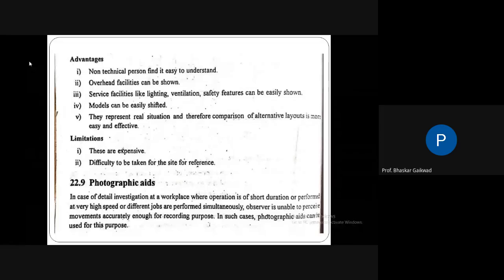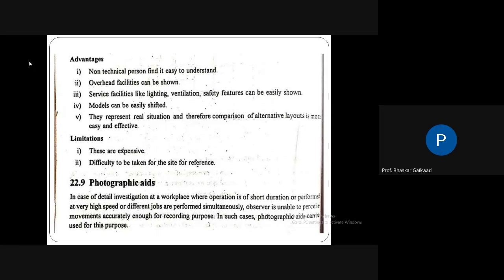Third, service facilities like lighting, ventilation, and safety features can be easily shown. Means if you want to show any other facility in your layout, we can show it in these models. Lights, ventilation, safety features we can show. In case of jobs where we require central relays, where is the burst, where are the small jumpers, how much spinach is there, like this we can visualize in the models also.